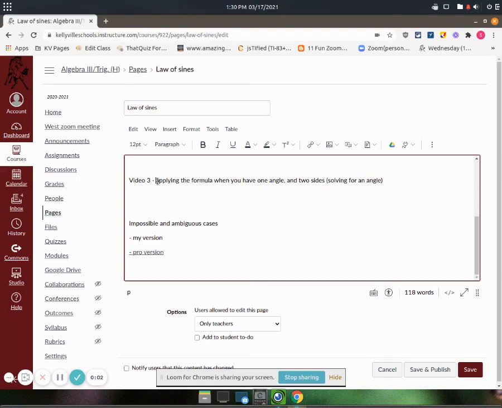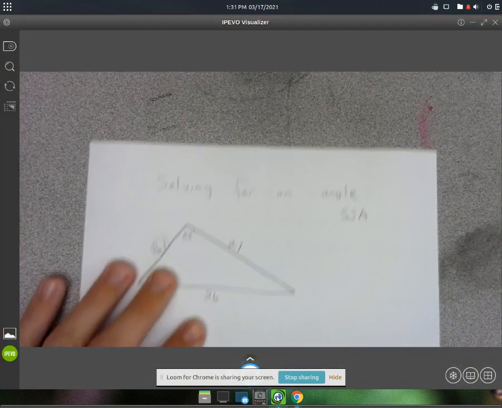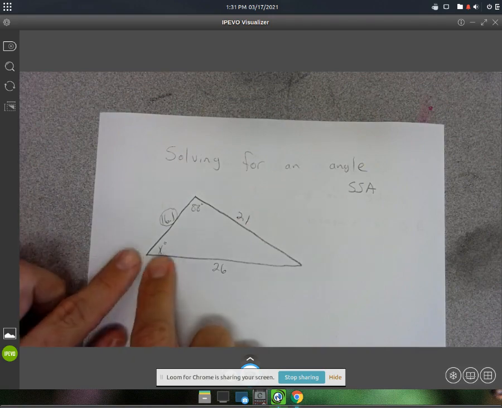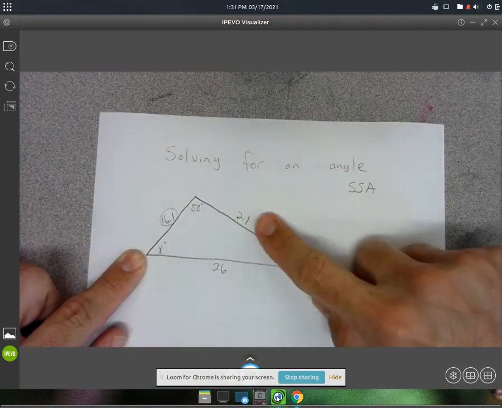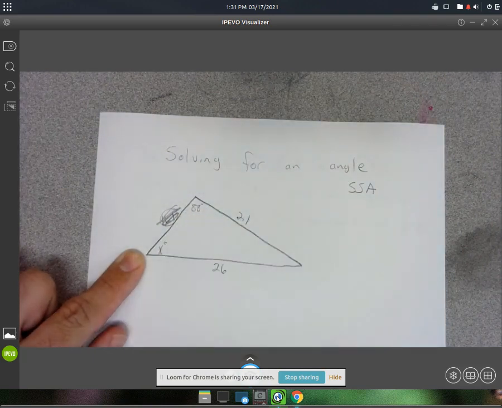All right, here we go. So we're going to be applying the law of sines formula when you have one angle and two sides. All right, we're solving for an angle here. We have one angle and two sides. They actually gave us three. I'm going to pretend like that didn't happen. I don't need that one anyway.